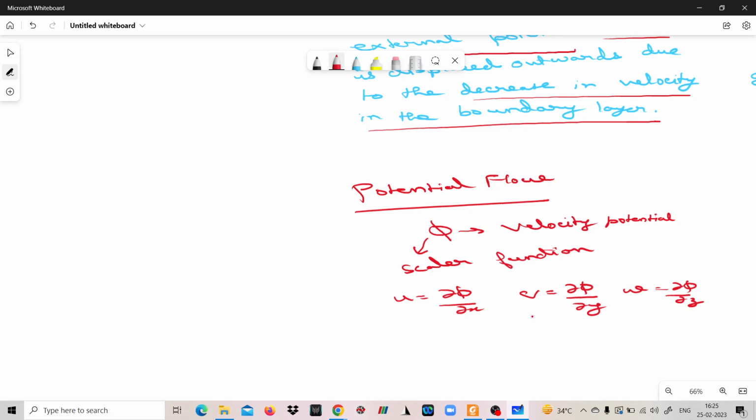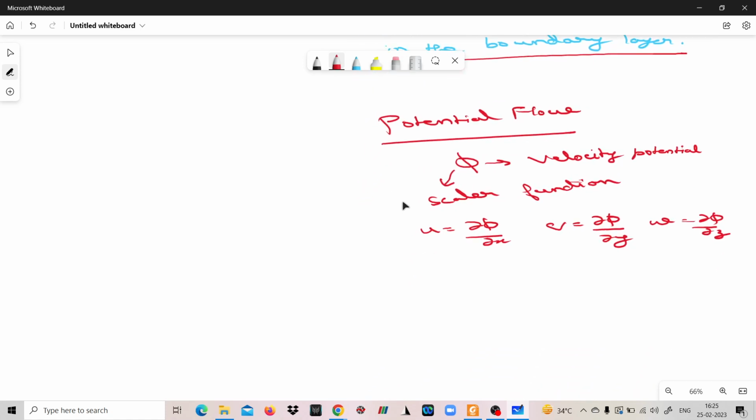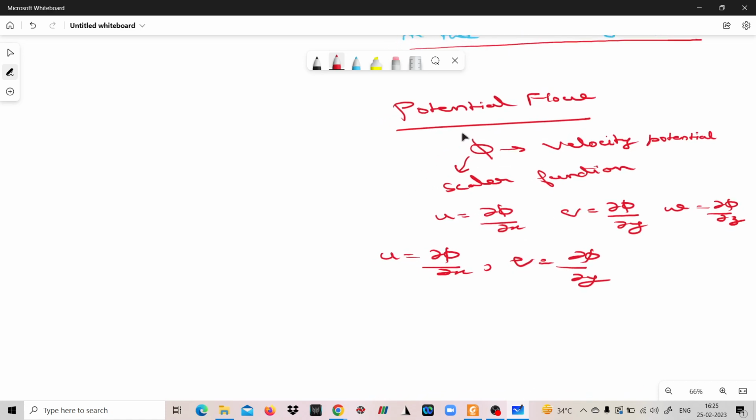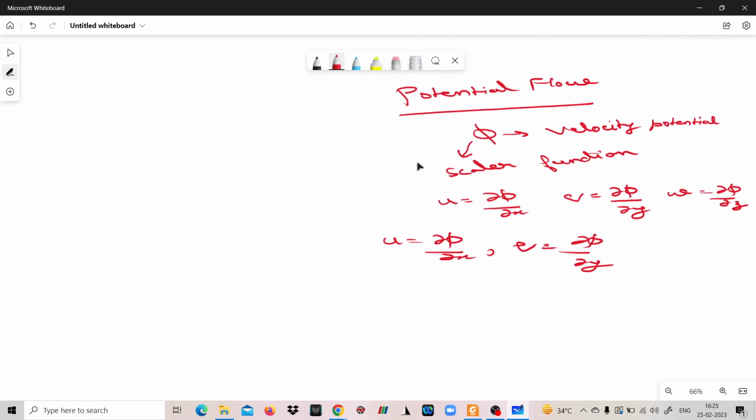If we keep our focus, just for simplicity, only on two-dimensional flow, then phi is a scalar function such that u is equal to del phi by del x and v is equal to del phi by del y. This is the definition of phi.